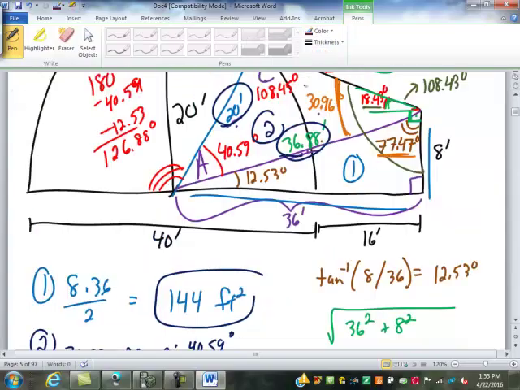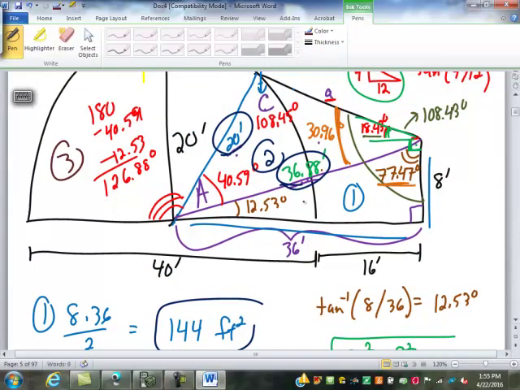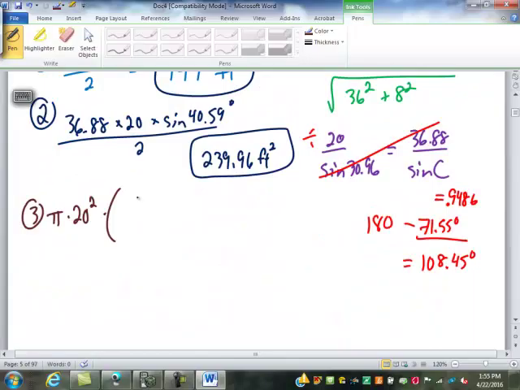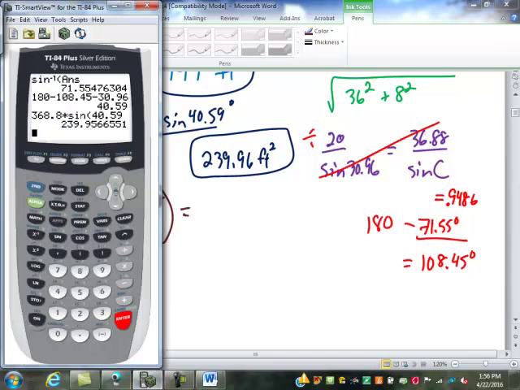And then third, we have this area here, which is going to be a portion of the whole circle. So pi times 20 squared times 126.88 over 360. That's 442.89.